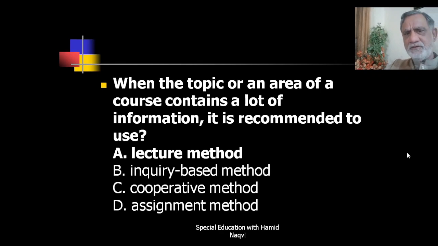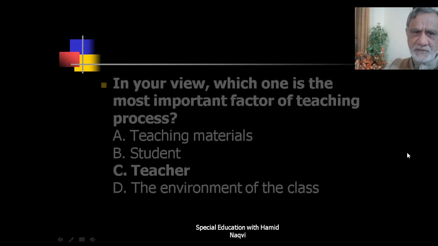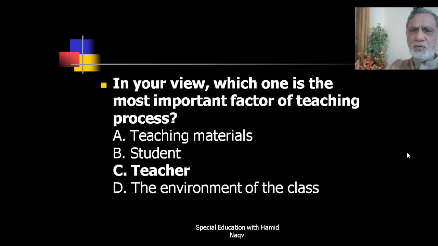When the topic or an area of a course contains a large information, it is recommended to use lecture method, inquiry-based method, cooperative method, or assignment method. The first one, that is lecture method, is correct. In your view, which one is the most important factor of teaching process? Teaching material, student, teacher, or the environment of the class? It is teacher.